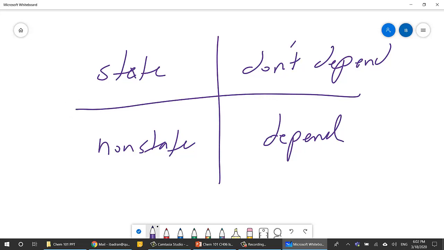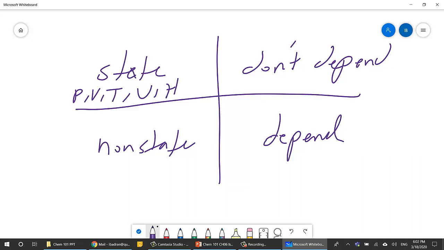So examples of state functions are P, V, and T. And you remember PV equals nRT, right? I told you that this is called the equation of state, and therefore all the parameters in the PV equals nRT equation are actually state functions. After that, U and H, which are the internal energy and the enthalpy. These are all state functions.